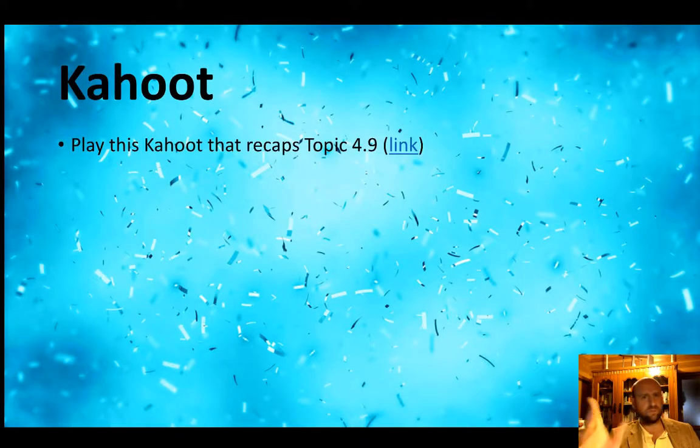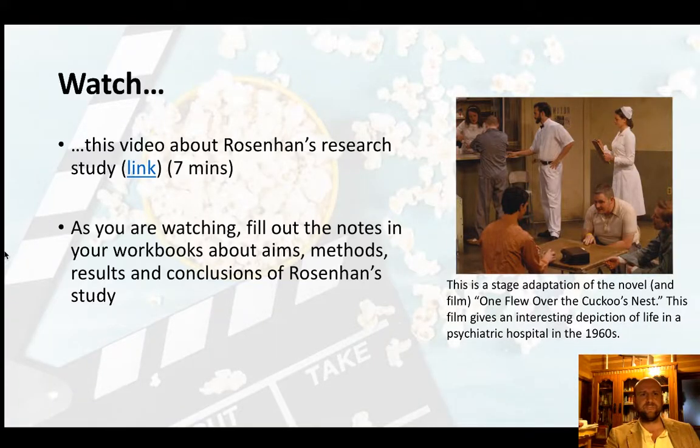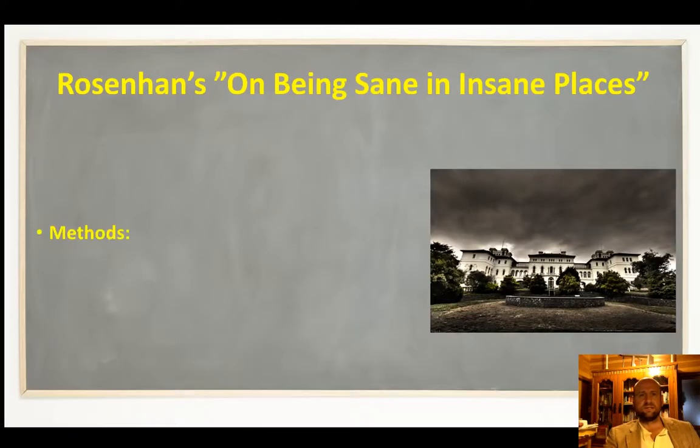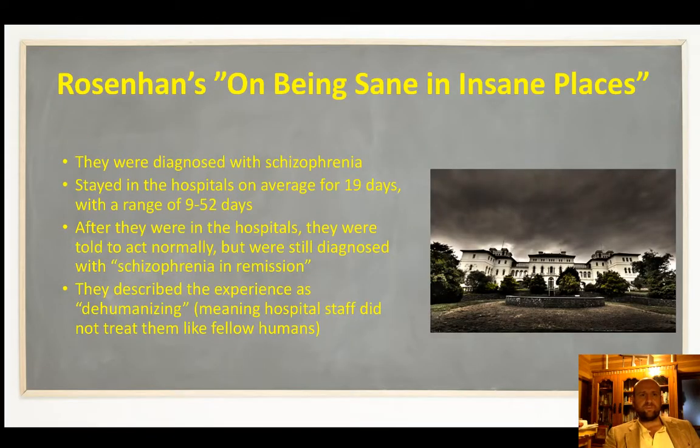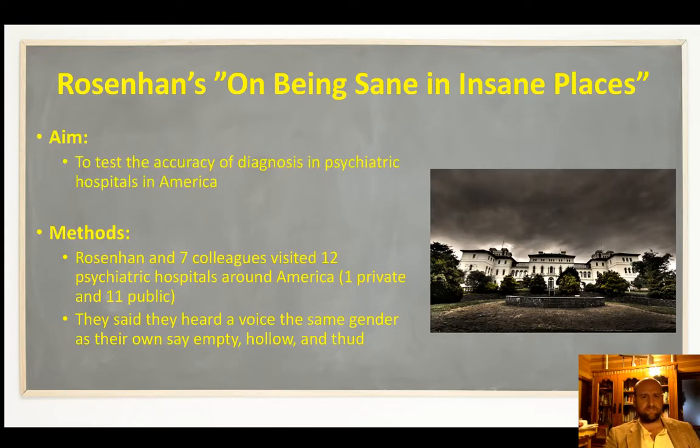This Kahoot recaps this final topic, so you can play that. And then there's a good video here about Rosenhan's research. As they're watching, they should try to remember the aims, methods, and results, and we'll go over that at the end. Okay, a bit of chalk and talk. I don't know why the order's wrong there, sorry, but we'll talk about the aims, methods, what they did.